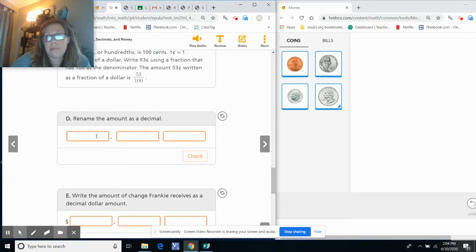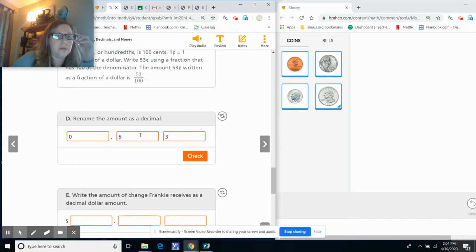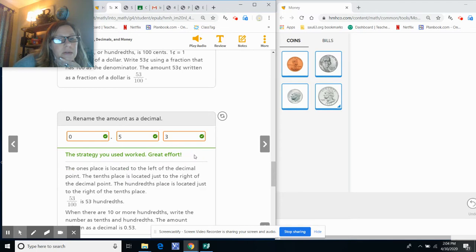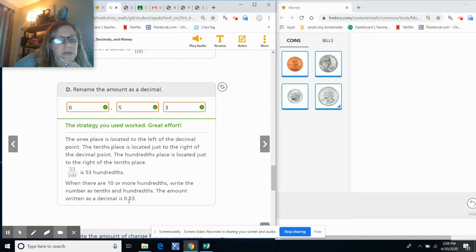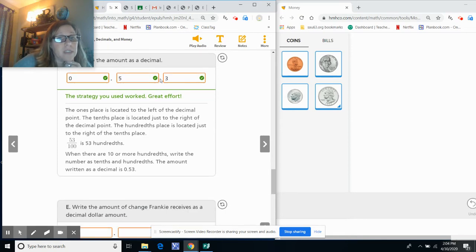And now we're going to rename the amount as a decimal. So, do we have any whole number here? We don't. There isn't. So we're going to represent that with a 0. Okay. Now we know that we have 50 and 3 here as a decimal. So let's check. 53 equals 0.53. Okay, we went to the hundredths position because the 3 is in that hundredths position. So we need to represent it with 0.53.